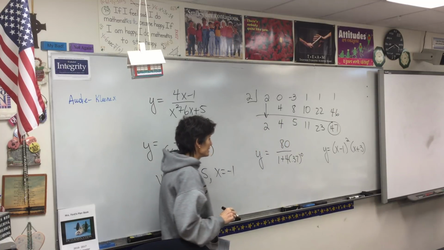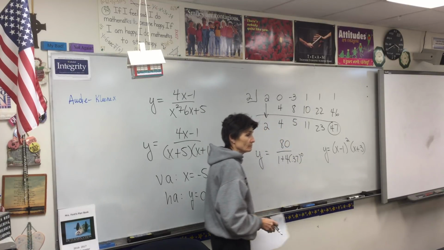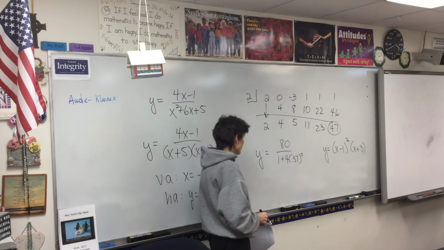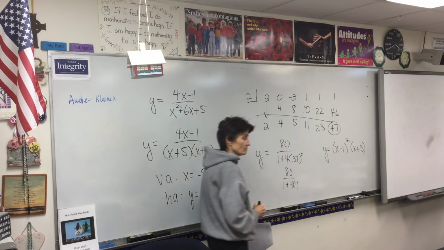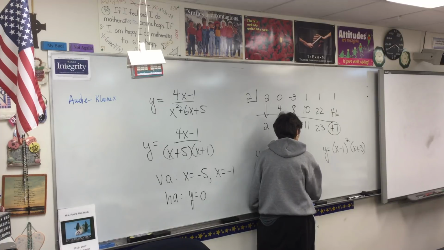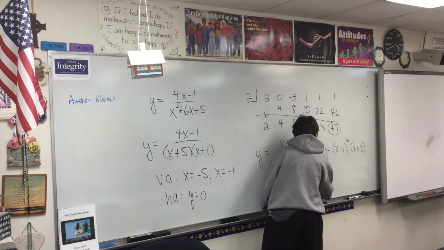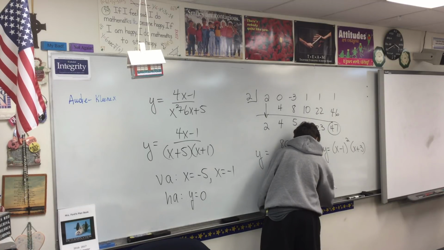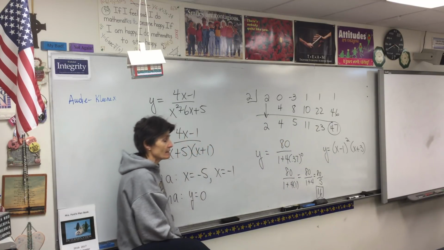Now, what happens when I raise something to the 0th power? It becomes 1. So I have 80 over 1 plus 4 times 1, which is 80 over 1 plus 4, which is 80 over 5, which is 16. So the Y-intercept is 16.